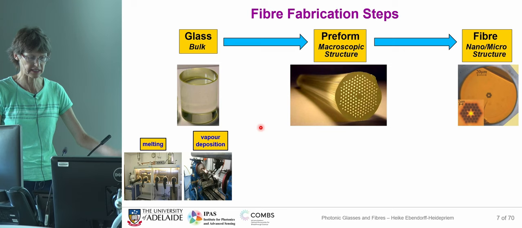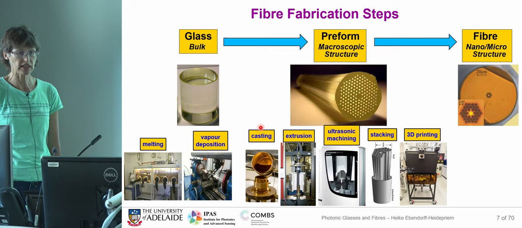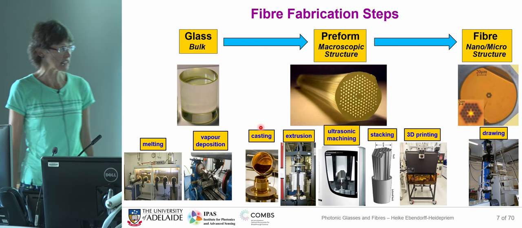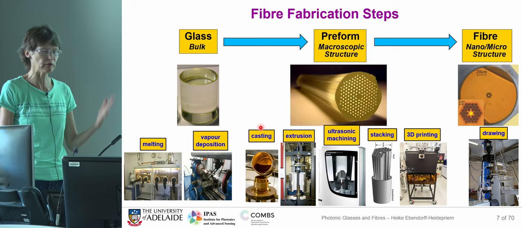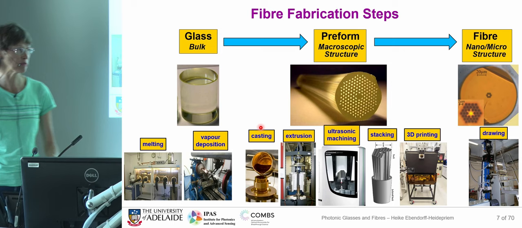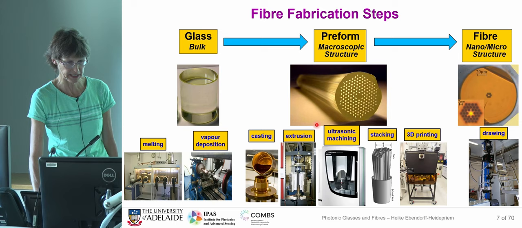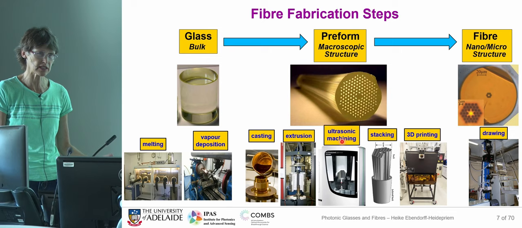For preform fabrication, there is a range of techniques available: casting, extrusion, machining, stacking, 3D printing. Interestingly, there are many methods to make a preform. To make a fiber, there's really only one method of heating up the preform and drawing it down to fiber. I would like to point out that the vapor deposition and the casting can be considered as making the glass or making the preform, depending on the context. I want to go through two preform fabrication techniques, the extrusion and the ultrasonic machining, because these are the technologies we use in Adelaide.